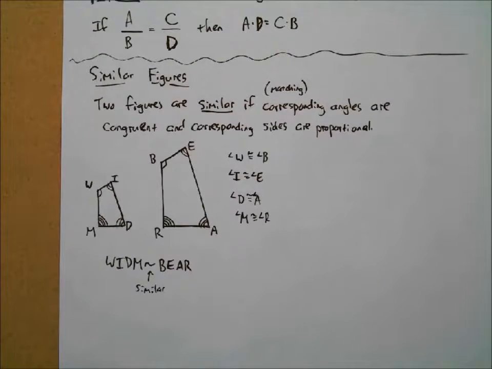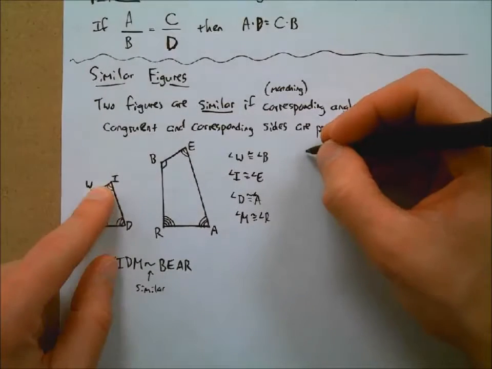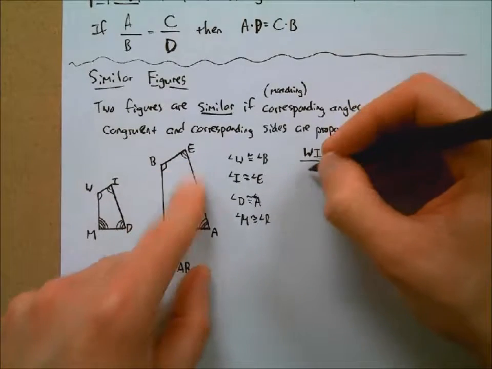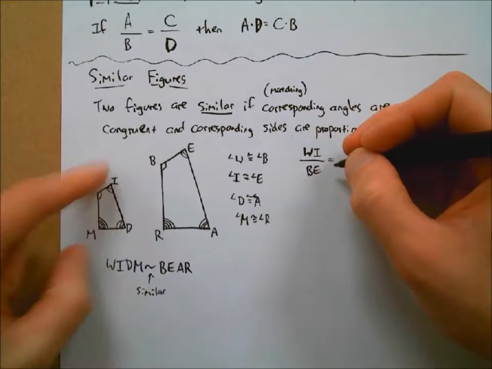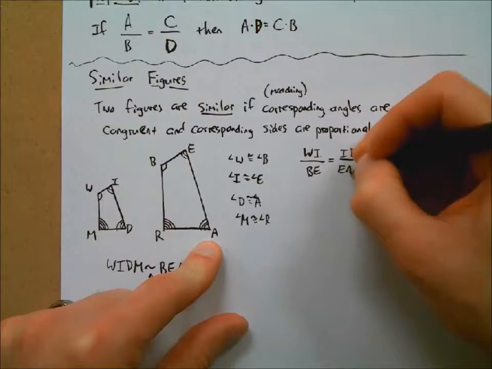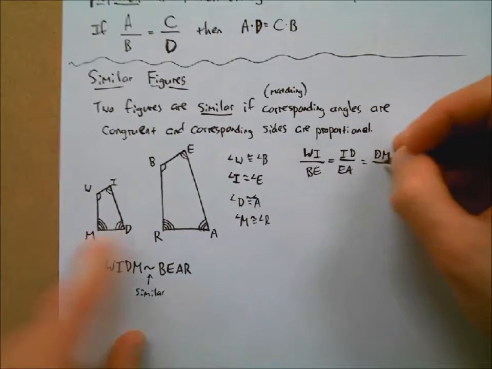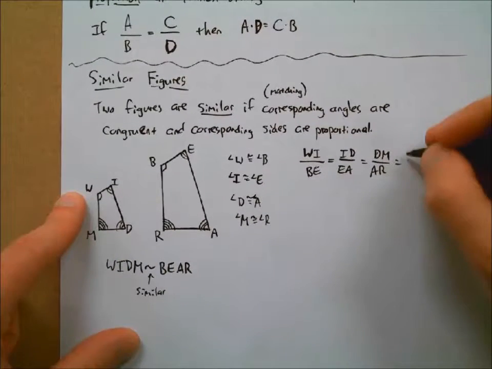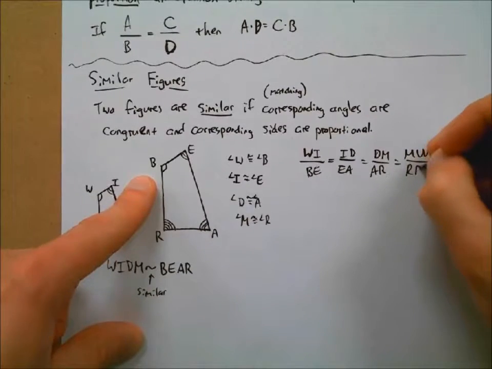Sides are proportional. So if we talk about WI, we'll put that in a ratio with side BE here. And that will be in the same ratio as ID over EA, which will be the same ratio as DM over AR, which will be the same ratio finally as MW over RB. Okay.